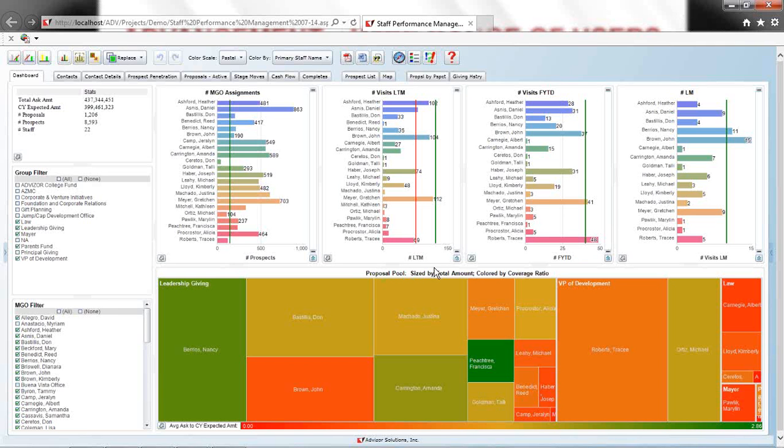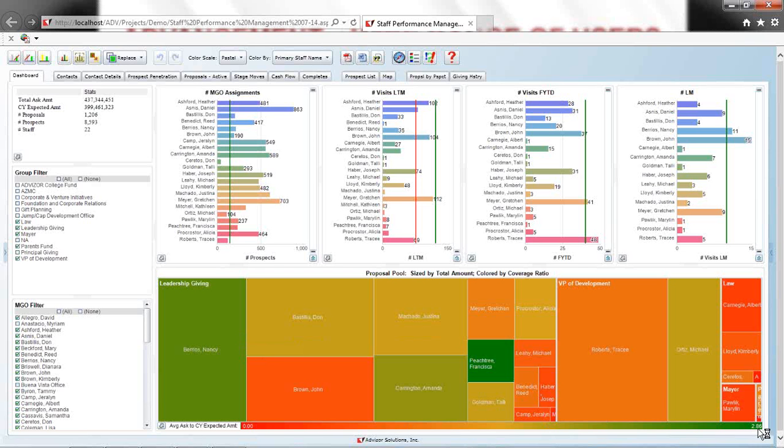And then we've taken the proposal pool down here, and this is a view of revenue generation. So each of these blocks, like this is Nancy Berrios, she's in the leadership giving group. And here's the VP of development. Looks like it's got Tracy and Michael Ortiz, and then there's some satellite schools, the law program, the mayor program, and some other stuff. You'd like these things to be big and green. Nancy's doing great. I mean, she's big because she's got 64 million of expected ask out there. And she's got a 2.23 coverage ratio, which makes her green. The scale runs from red is 0, and real good is like a 2.86 coverage ratio.